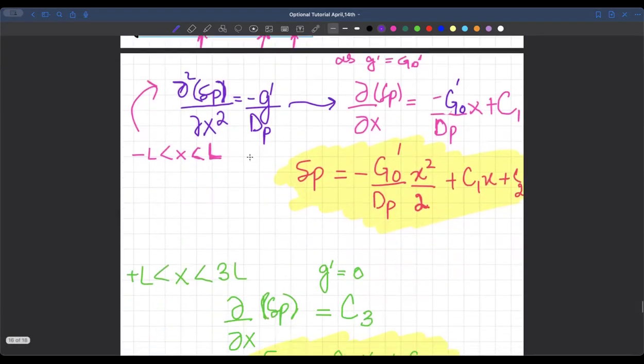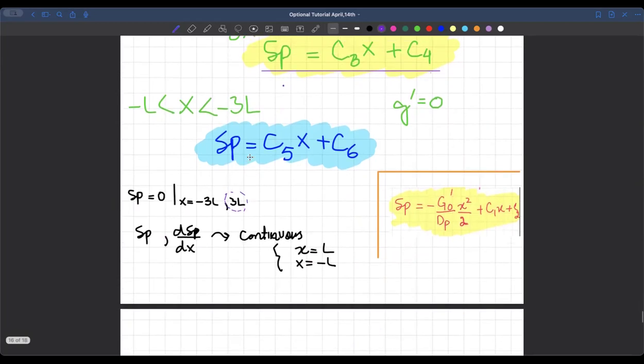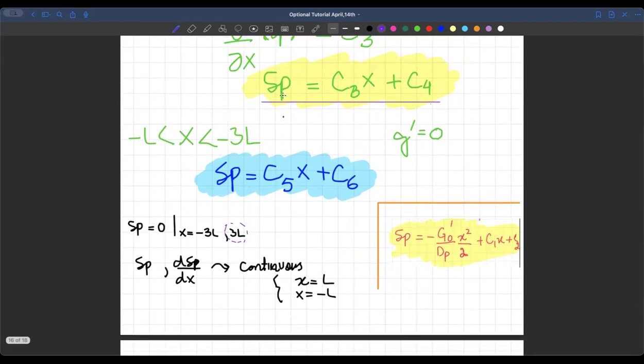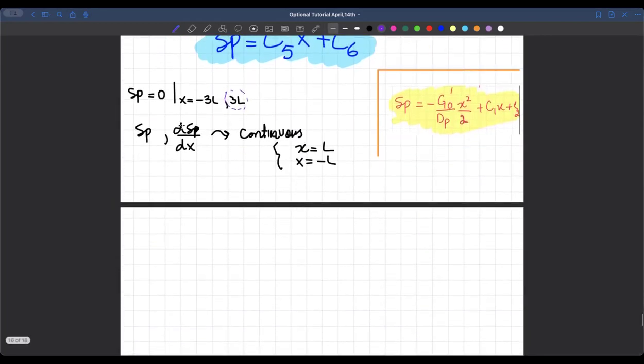For these three different regions, we have to get the excess carrier concentration, which means we need to know C3, C4. There are six constants and we will have six equations. So just six constants, six equations. That means we can actually get those constants. You will have to solve it and you're going to get the answer.